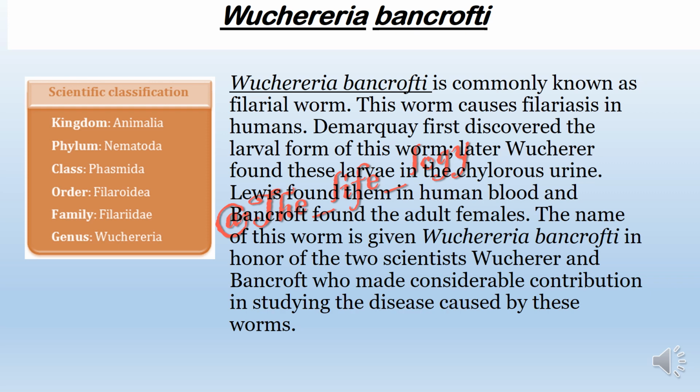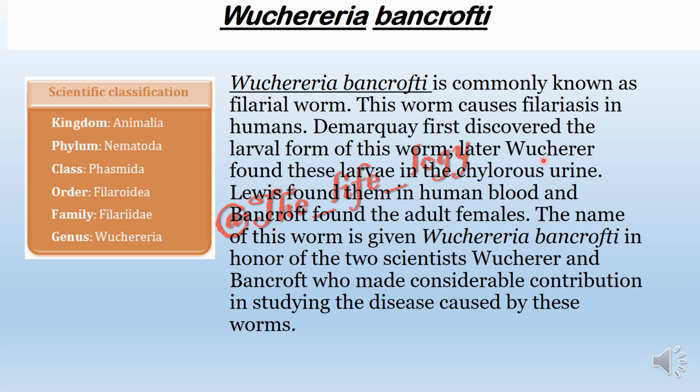So what do you mean by filarial worm? Filarial worm is something which appears like thread. So basically the body or the shape of Wuchereria bancrofti is thread-like. This worm causes filariasis in humans. Filariasis is a disease commonly known as elephantiasis. In Hindi we say it hathi pav, and it is a rare condition in humans.